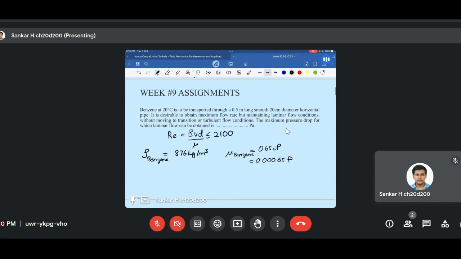Now, we know the density, we know the viscosity, we know the diameter of the tube, we can find out the velocity, assuming that it is in the laminar flow conditions and maximum flow rate has been obtained.